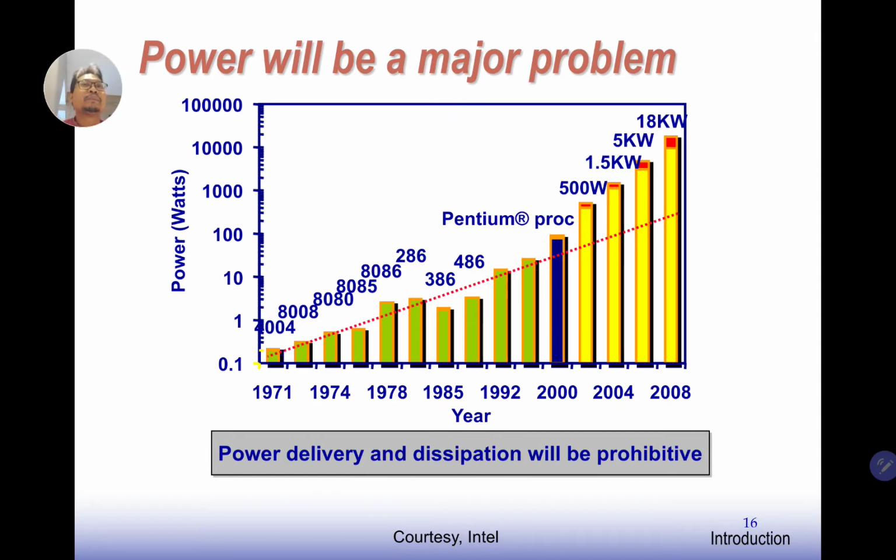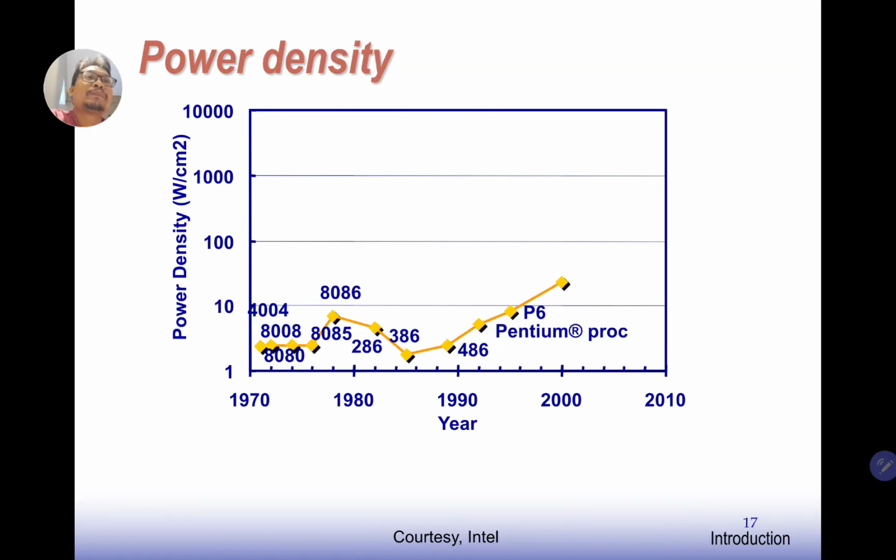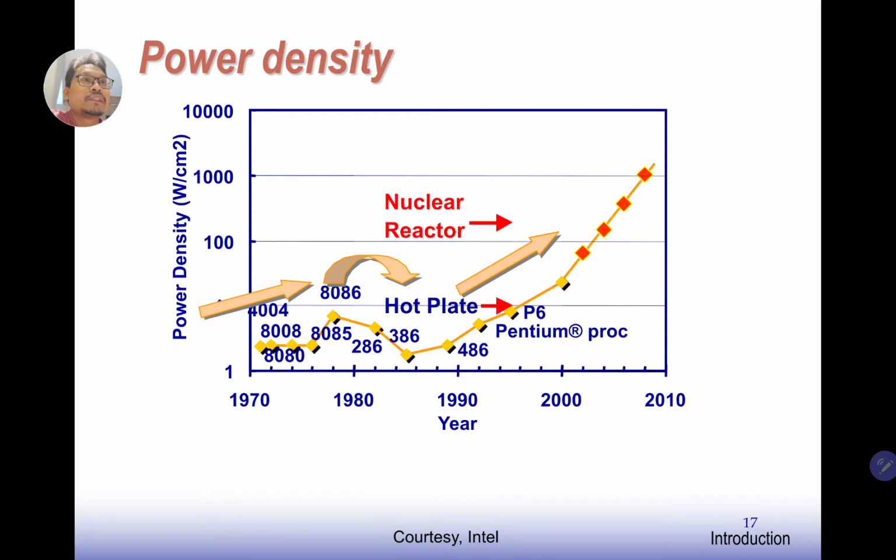Power will be a major problem. That's what was predicted before, and yes, today you can say that power is a major concern in modern design. Power density, power per area. So you can see there. He's saying that by 2010, our chip will be as hot as a nuclear reactor.